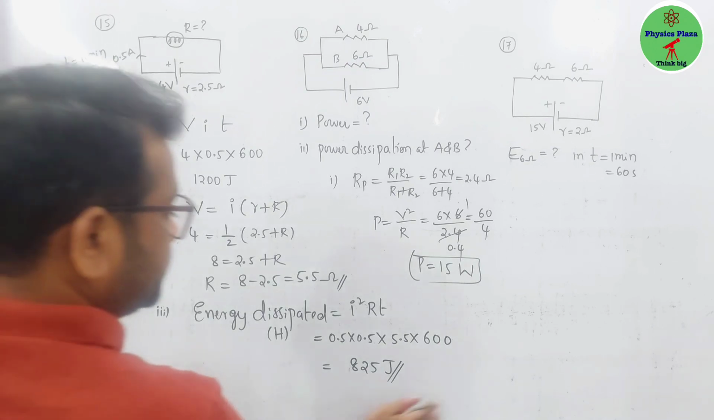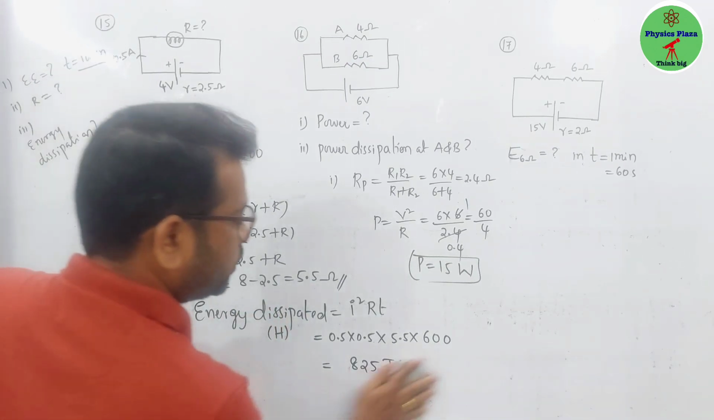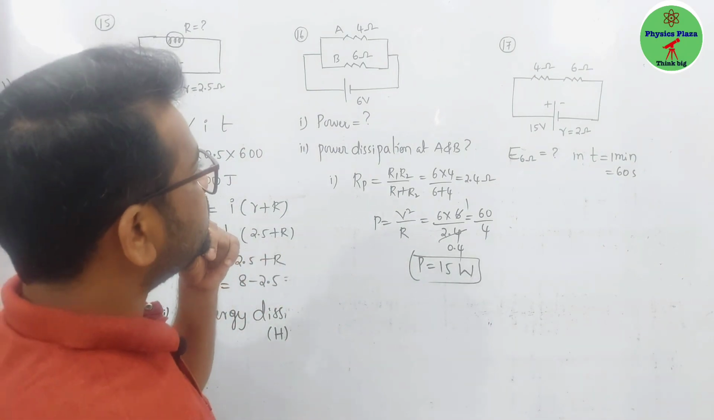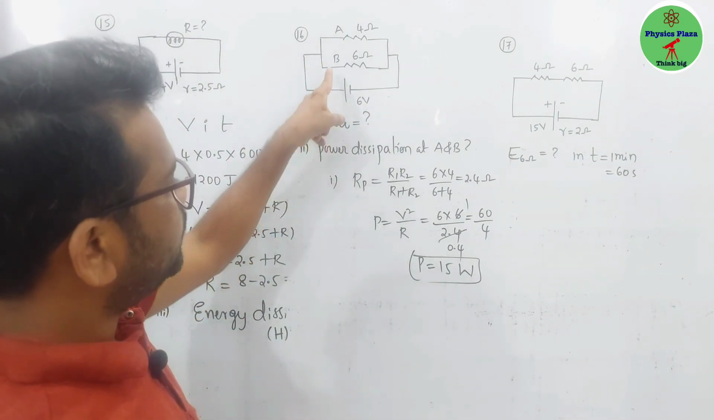So I think I can erase. Can I erase this part, children? 3, 2, 1. Okay, I need space. Fine.